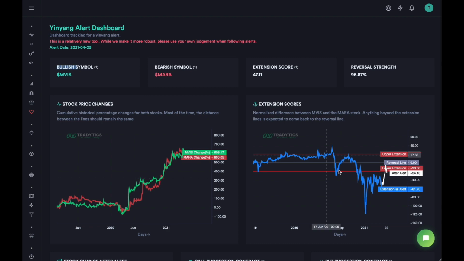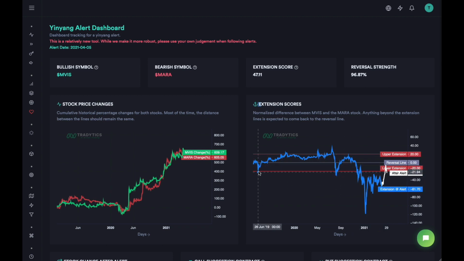So what we have are these extension scores for you. These extension scores show you a normalized value of the distance between MARA and MVIS, and you'll see that this value juggles between 20 and minus 20. It came down, it went up, it stayed up, but then it came down again. So it is always going to revert back to the mean value of 0. So 0 is the reversal line here. Now we can see that it came back, it went up again.